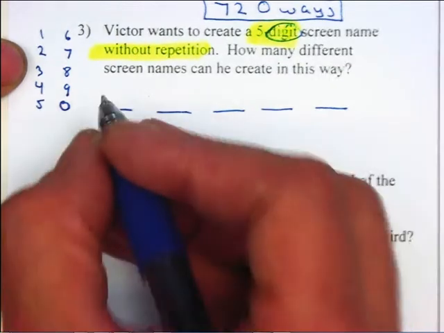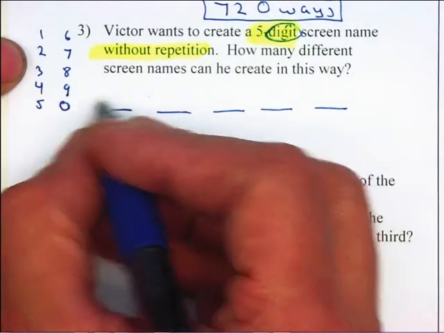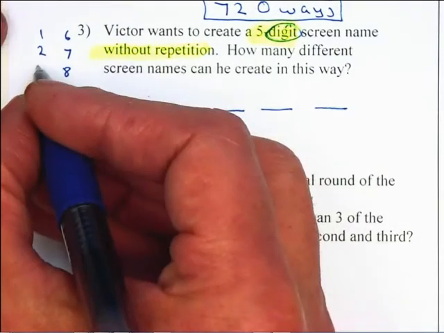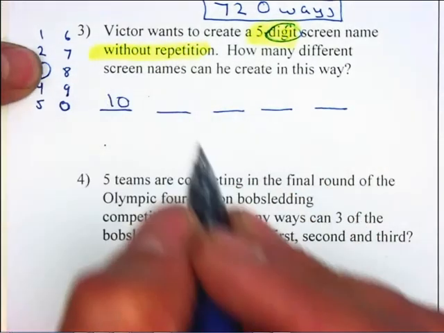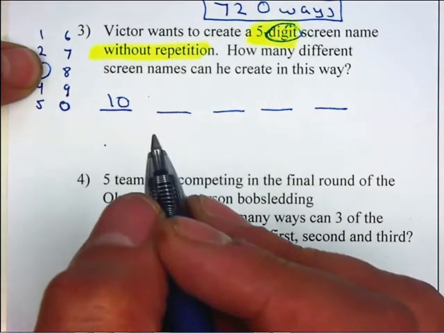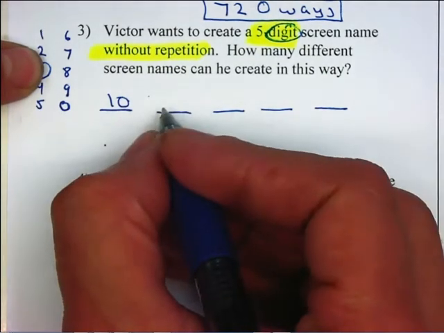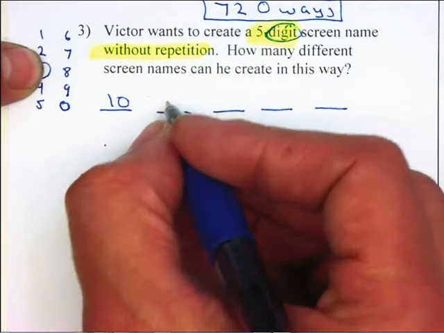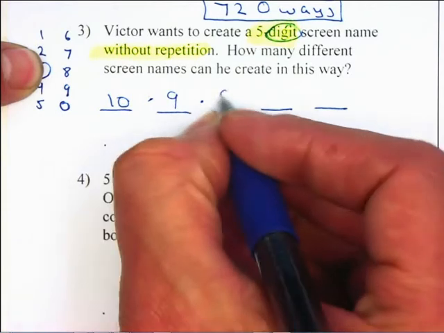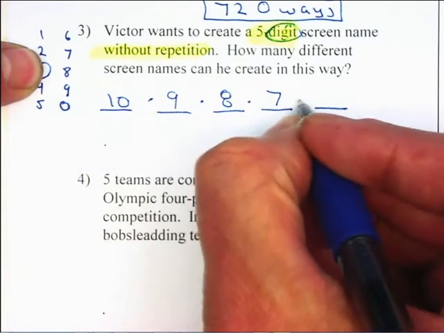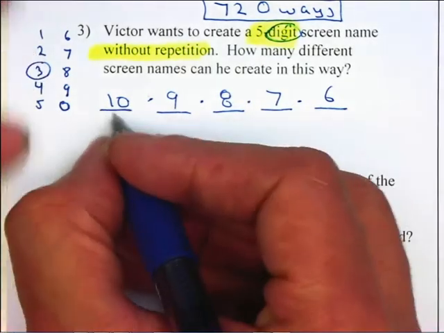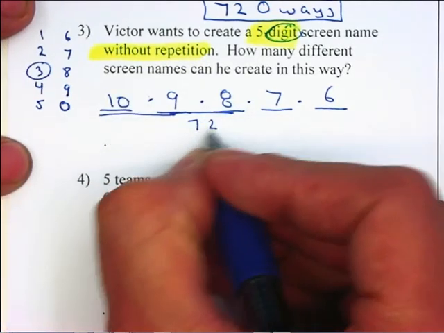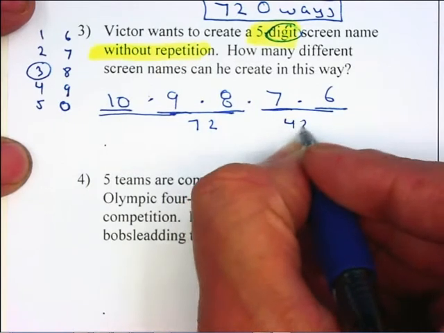So how many digits are available for the first spot? Let's see, 10 of them. Now let's assume that you selected one of them. You selected 3 for that spot, for your screen name. How many are available for the next one? We already took one out, so it'll be 9, 8, 7, 6. Multiply that. That gives me 90. Well, let's multiply this out, gives me 72. Multiply this out, gives me 42.